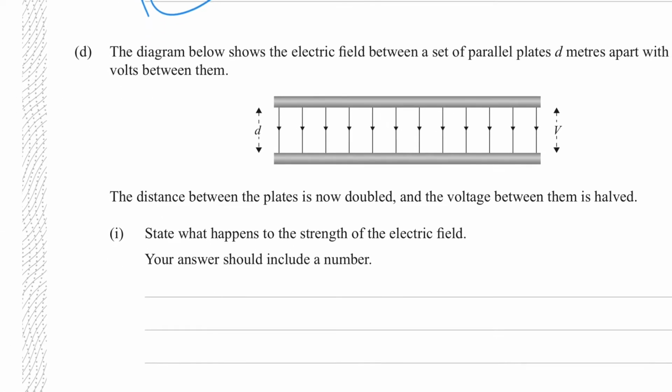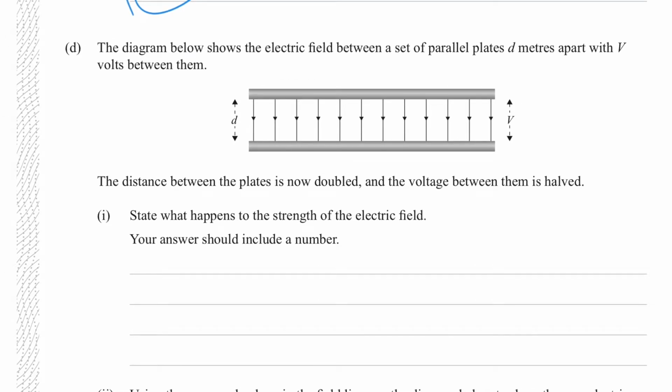D: the diagram below shows the electric field between a set of parallel plates D meters apart, unknown, with V volts between them, so as a general case. The distance between the plates is now doubled and the voltage is halved. Say what happens to the strength of the electric field. Your answer should include a number. Okay, so doubling and halving tells us that it's working in that, times 2 or a quarter or whatever. If there's a squared, maybe there's an 8 in there, or 16, we'll see.